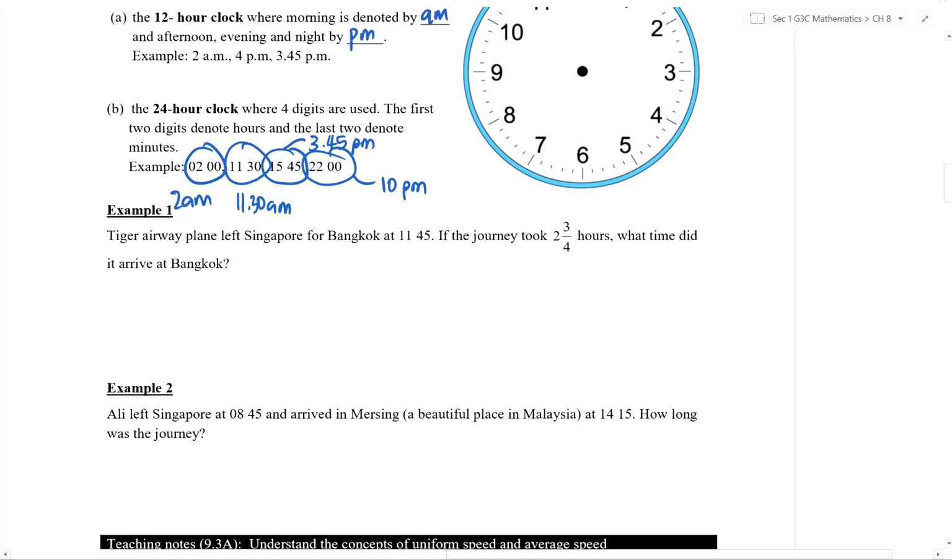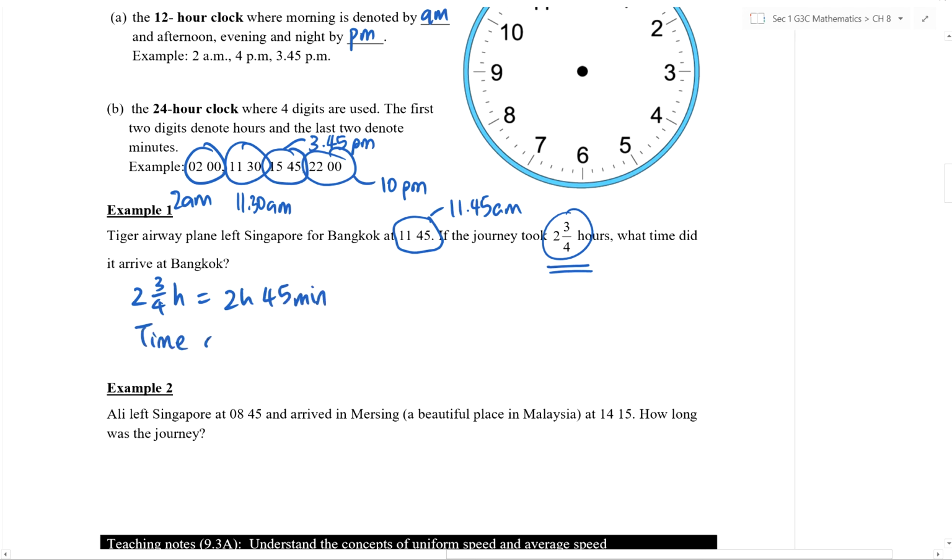Let's start with the first example. Tiger Airway plane left Singapore for Bangkok at 11:45 AM. The journey took 2 3/4 of an hour. What time did it arrive? So our presentation will be as such. We would like to convert 2 and 3/4 hours into hours and minutes for ease of our calculation later. So this is the same as 2 hours and 45 minutes.